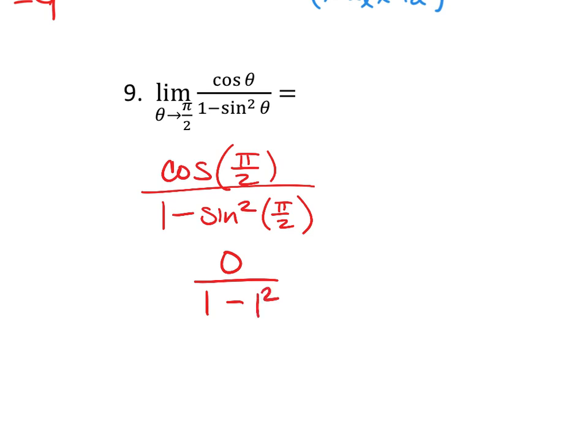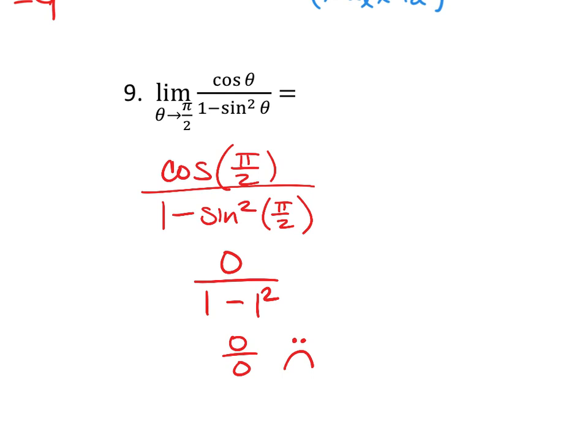Remember, when we're squaring a trig function, we put the square on the sine. When we're squaring a number, we put the square on the outside. Well, what's 1 minus 1 squared? So we get a what here? What is that called? What I've been calling those? Not a sad face. Indeterminate form. So we have to do something about it.